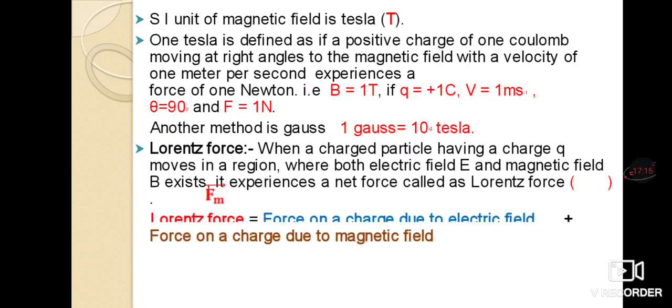And that Lorentz force we can write as: Lorentz force is equal to the force on a charge due to the electric field plus the force on a charge due to the magnetic field. Therefore, we can write F is equal to Fe, the force due to the electric field, plus Fm, the force due to the magnetic field.